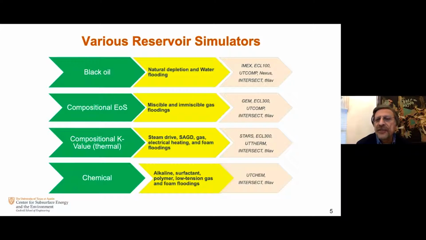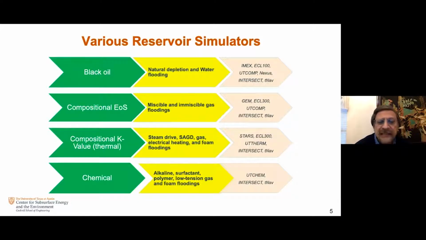which is used for miscible and immiscible gas flooding. Simulators that are used are GEM, ECLIPSE, UTCOMP, Intersect, and T-Navigator. Once again, I'm sure there are others, but I'm not including everything in here. Compositional K-value thermal: steam drive, SAGD, gas, electrical heating, foam flooding, and these are simulators such as STARS, ECLIPSE 300, UT-Therm, once again from the University of Texas at Austin, Intersect, and T-Navigator.